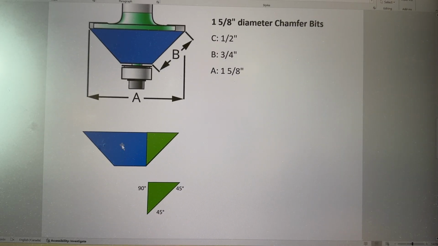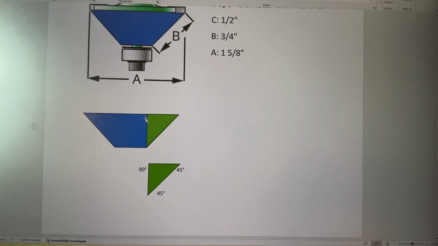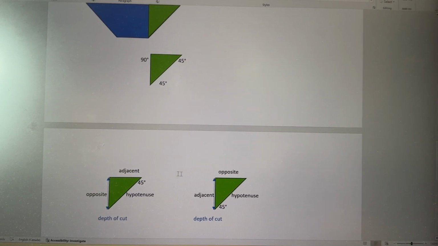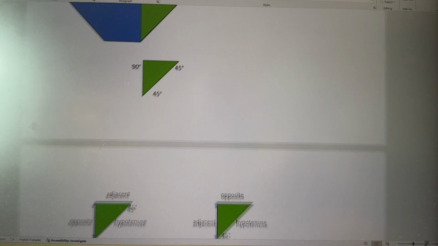So out of this trapezoid I can make two right angle triangles. I'm showing one of them here. Here is the right angle, and because it's a 45-degree chamfer bit, it's gonna get me a triangle with two 45-degree corners. Let's just zoom in to see what's going on here.